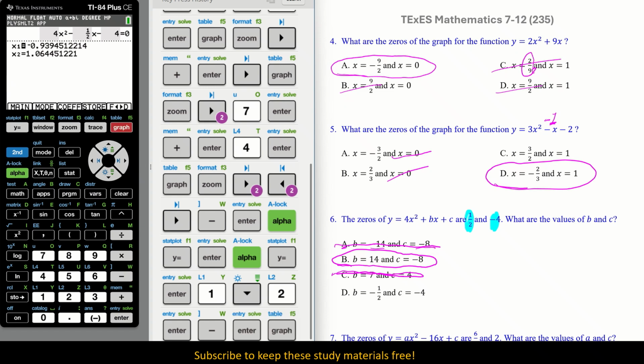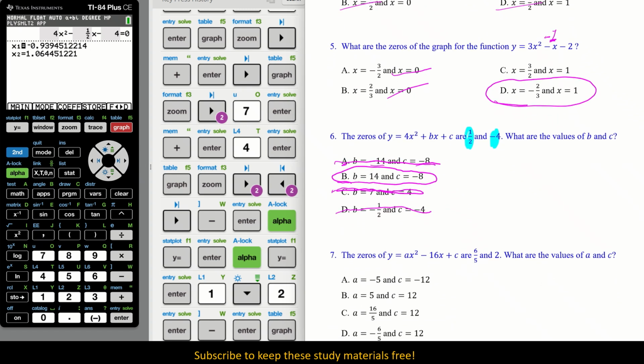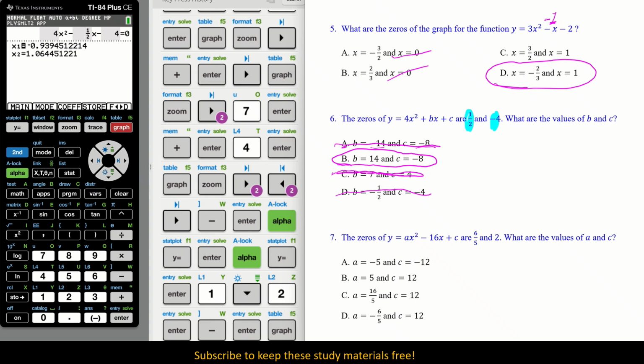Oh, no, that's not the values we started with, so that's not going to work. So obviously, even checking all of them, we still got done and saved time, because remember, on the test you only have 3 minutes per question. Oh, and look at number 7. Looks like we're going to be doing that again. So we will be looking for 6 over 5 and 2 as our zeros.